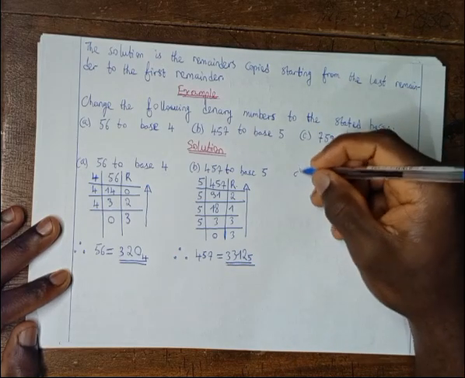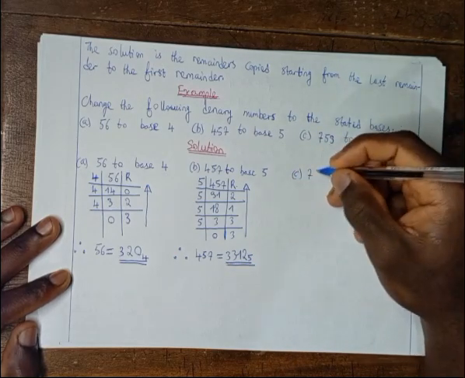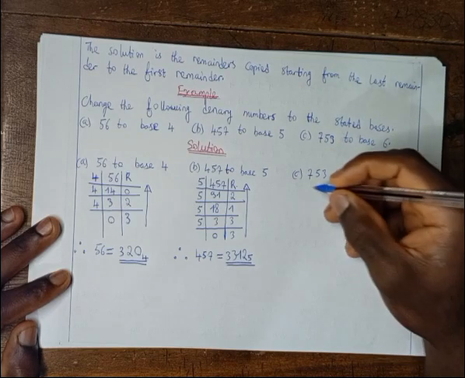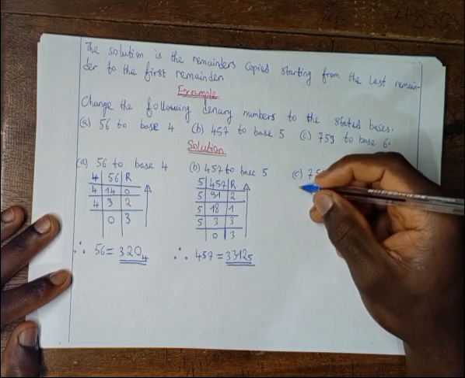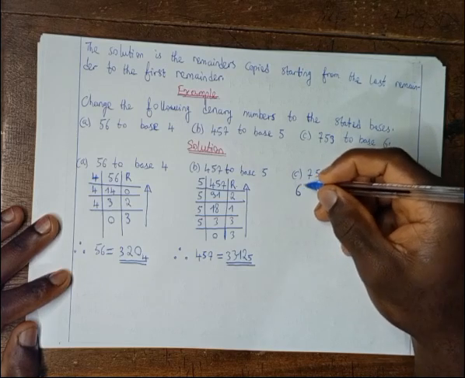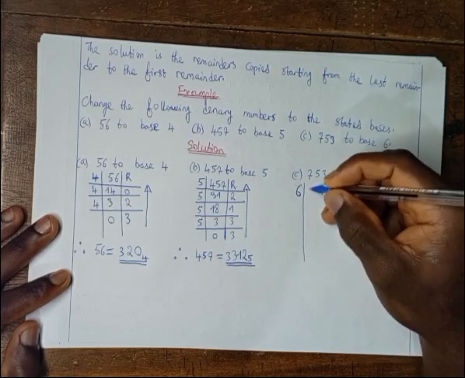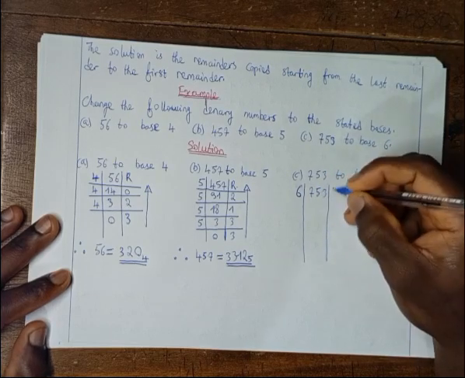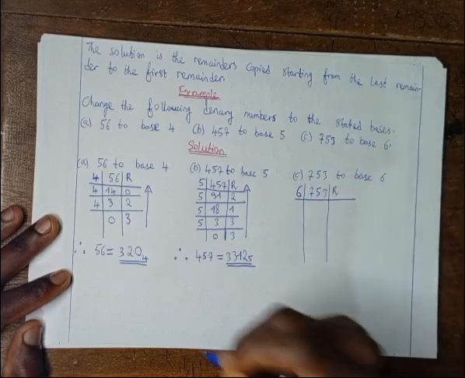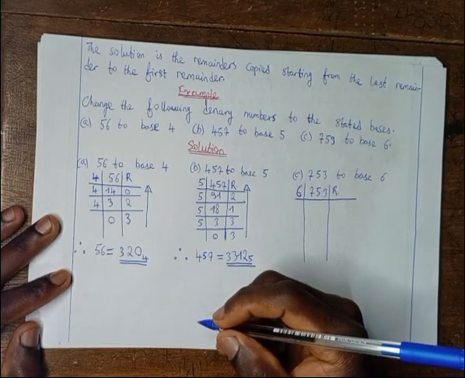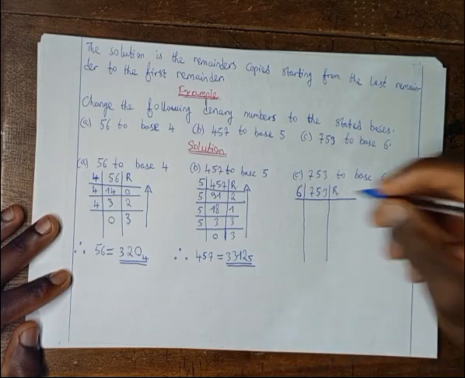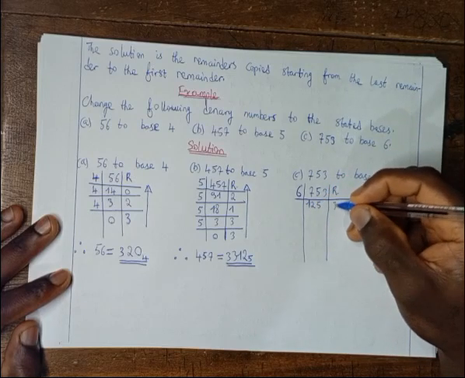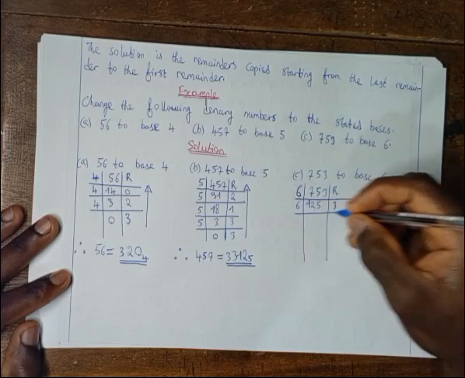Next, we go to question C, which says we should change the number 753 to base 6. Yes, still going to make use of repeated division. For the first column, we have 6, which is the new base. Second, we have the number 753. And for the third column, we have the remainder. We divide 753 divided by 6 gives us 125. Remainder 3. We bring down 6.